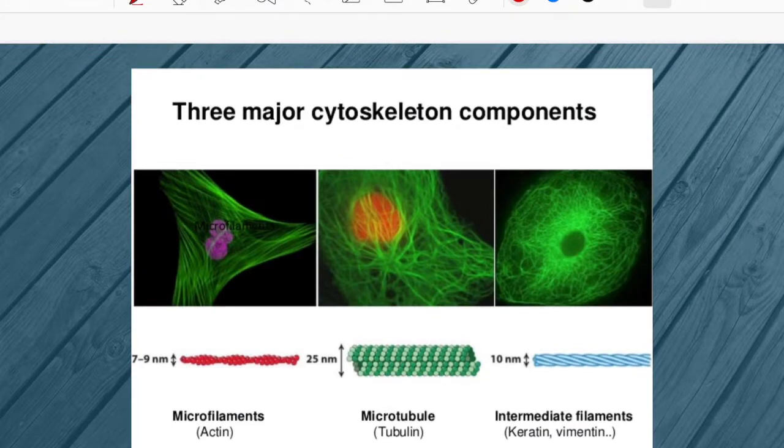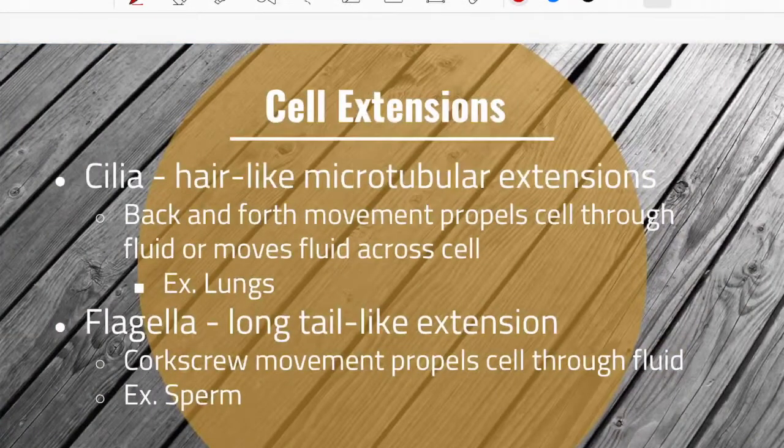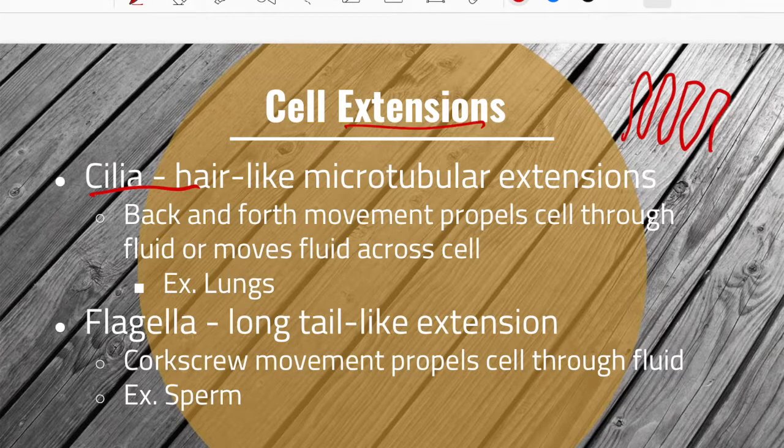So your major cytoskeleton components: your microfilaments, the thin actin; microtubules are thick, they're very thick; and then your intermediate filaments are in between microtubules and microfilaments. Now, we talk about cytoskeleton and microtubules, and that's very important because they allow for cell extensions. So we talked at the very beginning about cilia, and cilia are extensions like this. They're hair-like and they move back and forth.